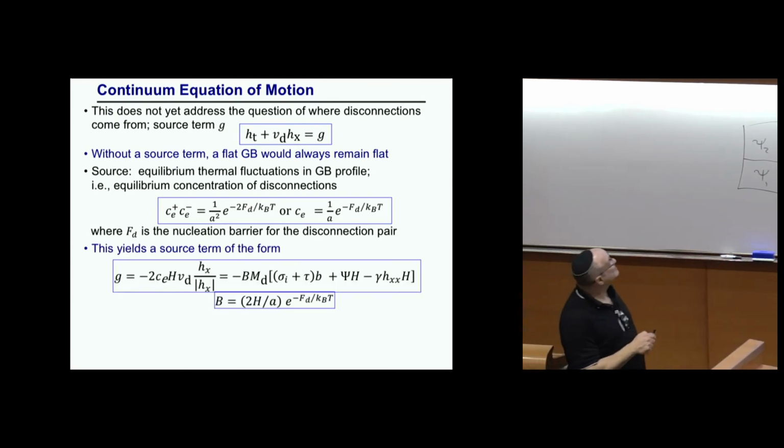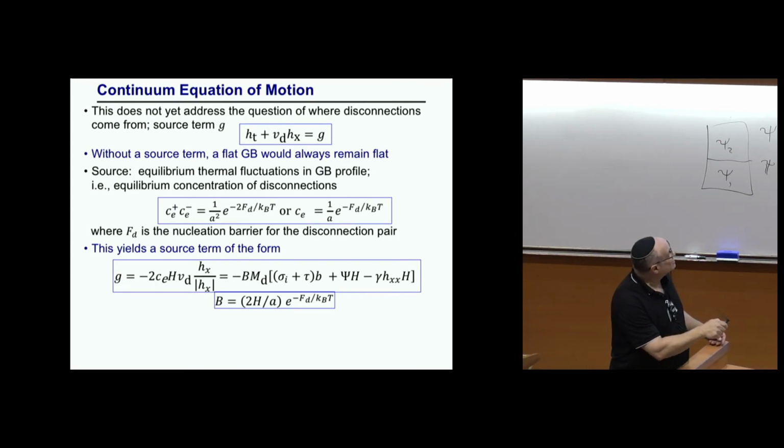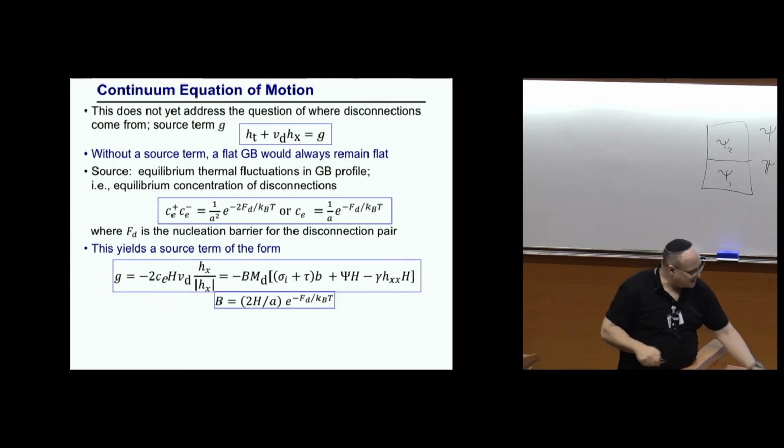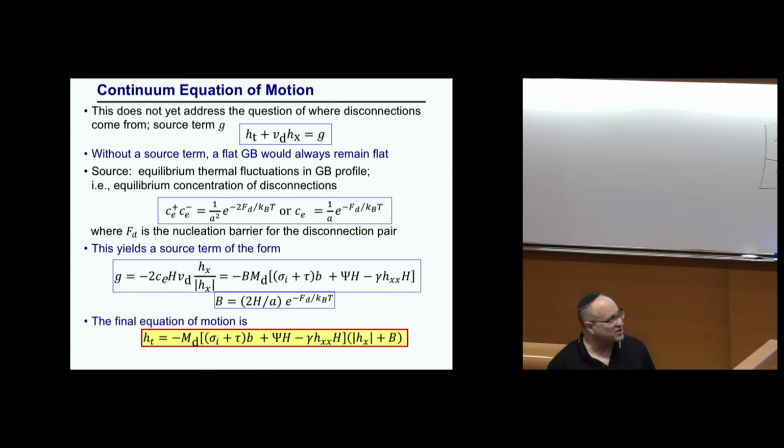So if I take this thing, I can relate it to my source term G. I have this relation here, because this is the force term, which affects the barrier. And at the end of the day, this is my equation of motion.